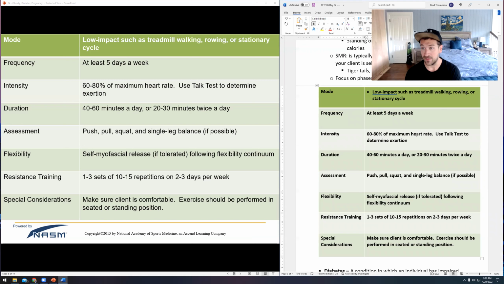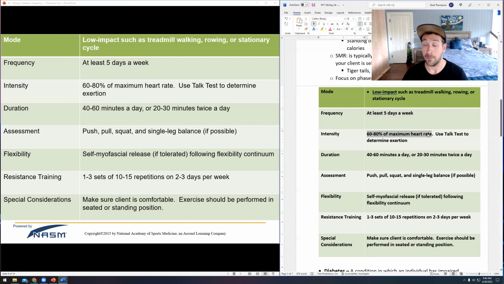Frequency, we're going for at least 5 days per week. We are trying to get physically active regularly. We want this person to build up their endurance and adopt this overall lifestyle change. So our frequency is relatively high there. Not as high as like a kid, but still relatively high.